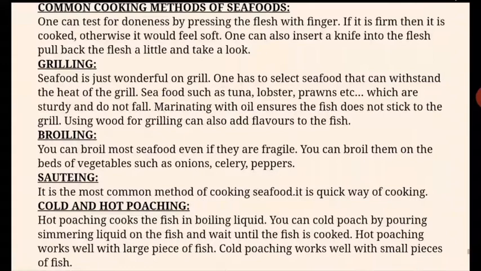Cold and hot poaching. Hot poaching cooks the fish in boiling liquid. You can cold poach by pouring the simmering liquid on the fish and waiting until the fish is cooked. Hot poaching works well with large pieces of fish. Cold poaching works well with small pieces of fish.